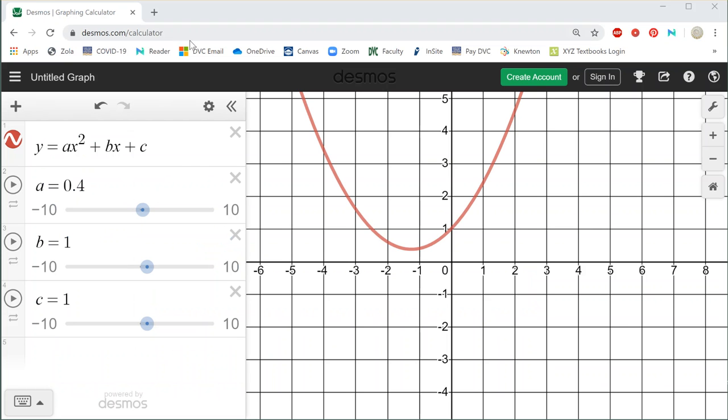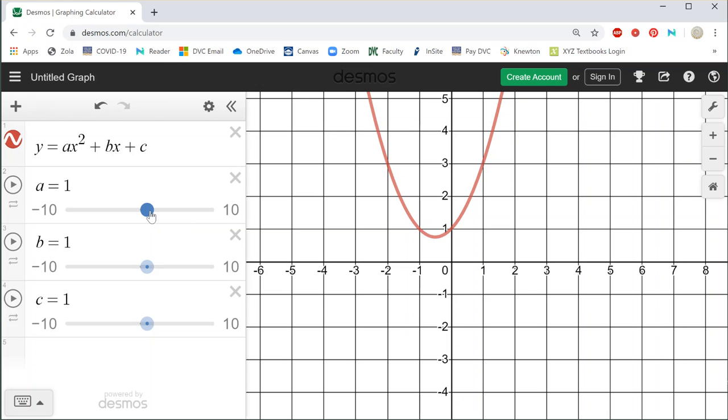Here I'm using Desmos, which is a free graphing calculator. And what I've typed in is y is equal to ax squared plus bx plus c. And I'm letting a, b, and c be any number. These three things called sliders will let me set what those numbers are. And I just want us to make some general observations about the shape of this graph. So here, when I move a around, I can make it more narrow, I can make it less narrow, but it's still essentially kind of a U shape. That U shape is called a parabola.